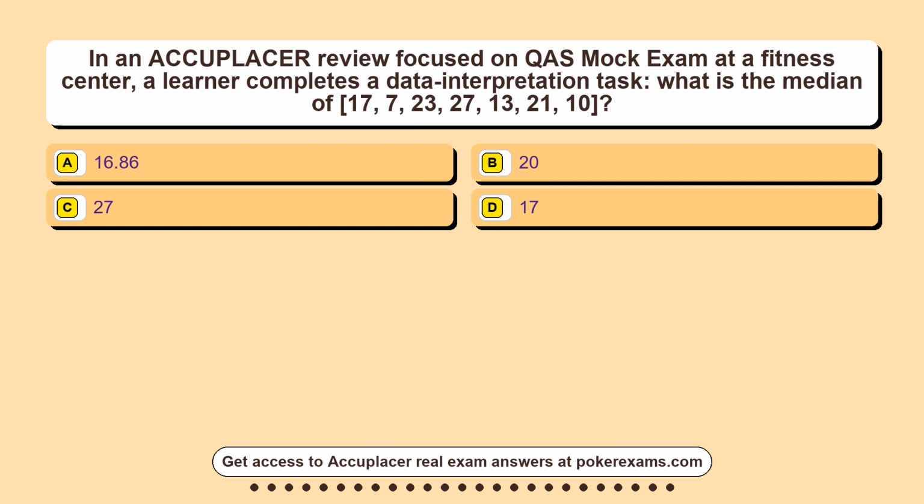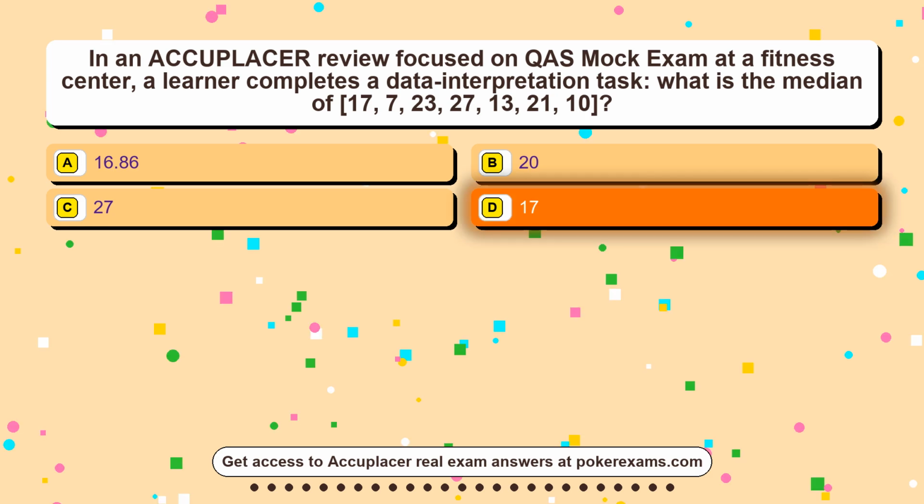Question 16. In an ACCUPLACER review focused on QAS mock exam at a fitness center, a learner completes a data-interpretation task. What is the median of 17, 7, 23, 27, 13, 21, 10? Option A, 16.86. Option B, 20. Option C, 27. Option D, 17. The correct answer is option D, 17.